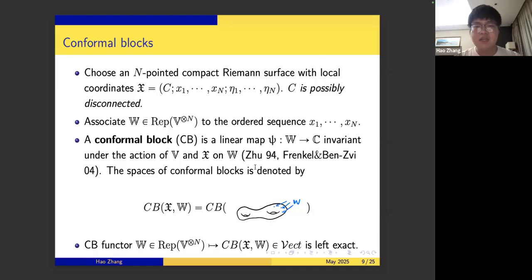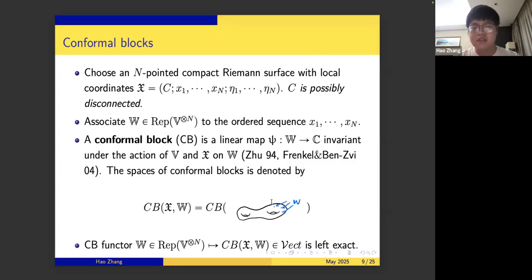The space of conformal blocks is denoted by this symbol, CB(X, W), and we usually draw the picture like this throughout my talk. This is the Riemann surface, and it has some local coordinates, and you associate a V tensor n module to the local coordinates, and this will be a vector space. This will be a finite dimensional vector space.